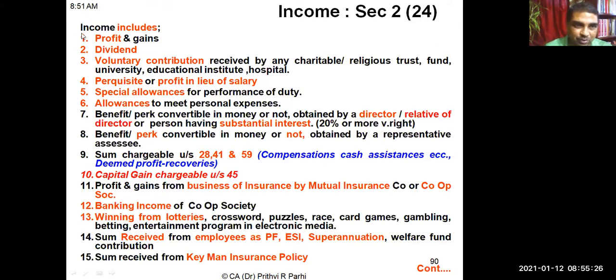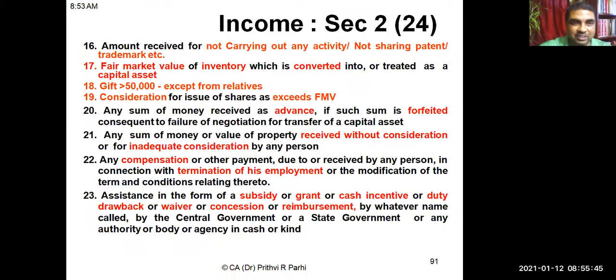As you can see, what is written: income includes. Now, what kind of definition is it? Is it an inclusive definition or an exhaustive definition? Inclusive definition. That means I have listed out all these items, but this is an inclusive definition. There might be many more incomes which are not included here.